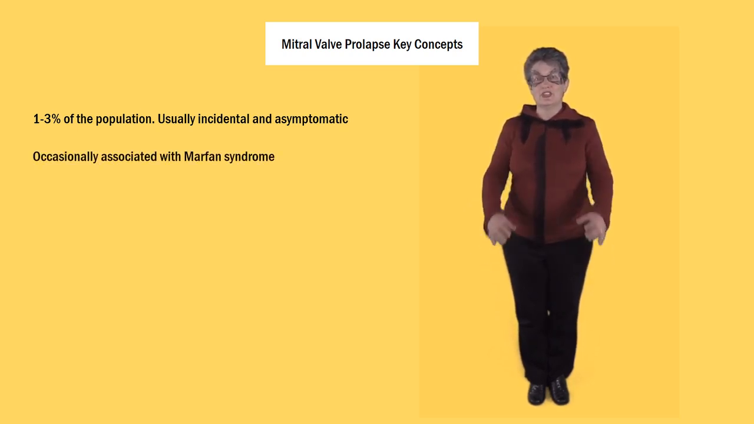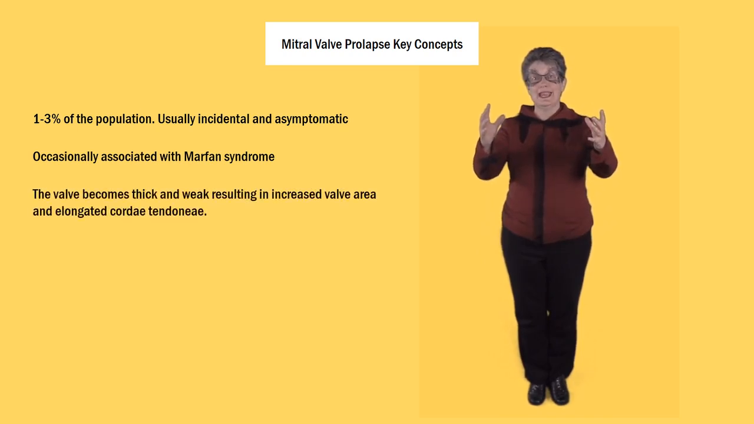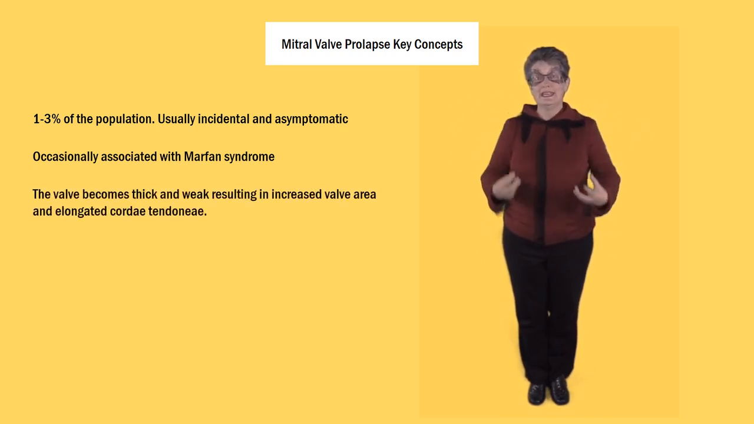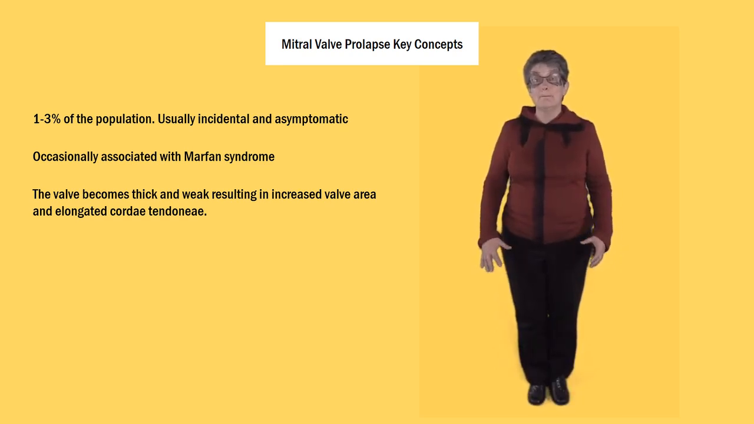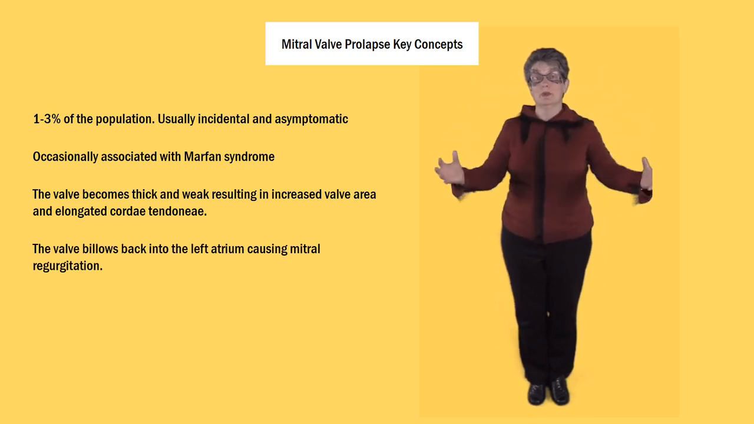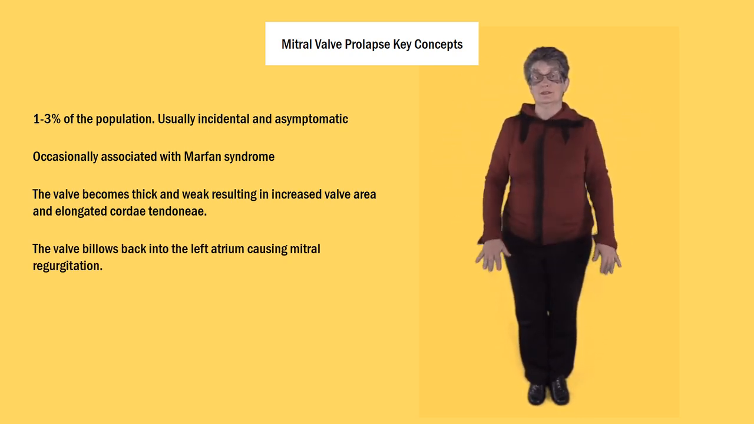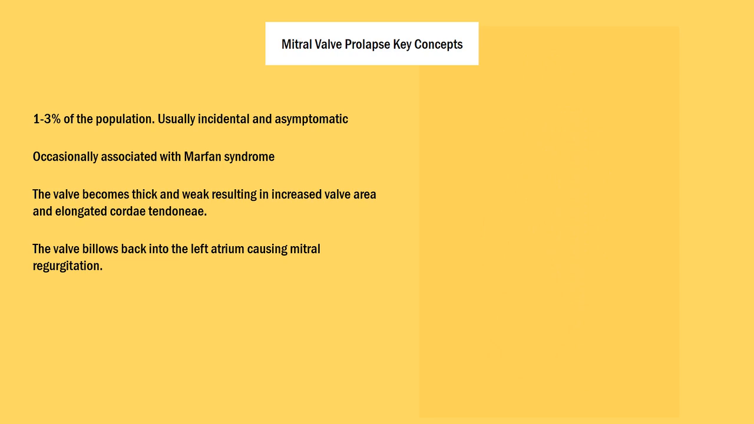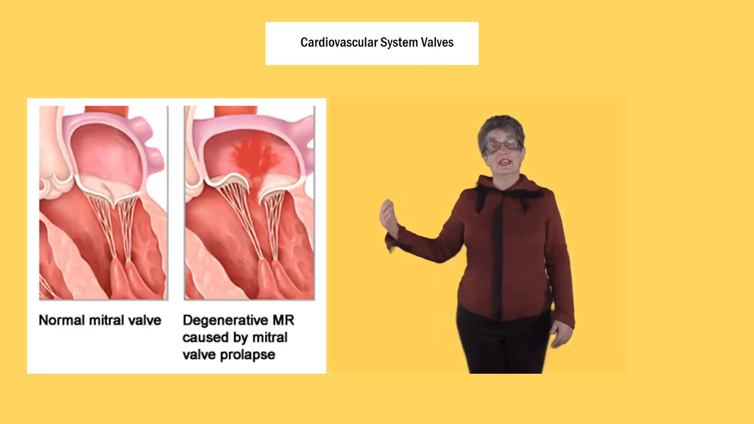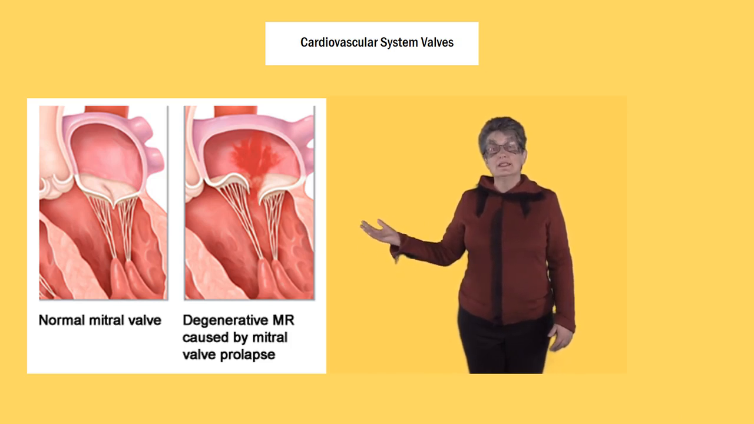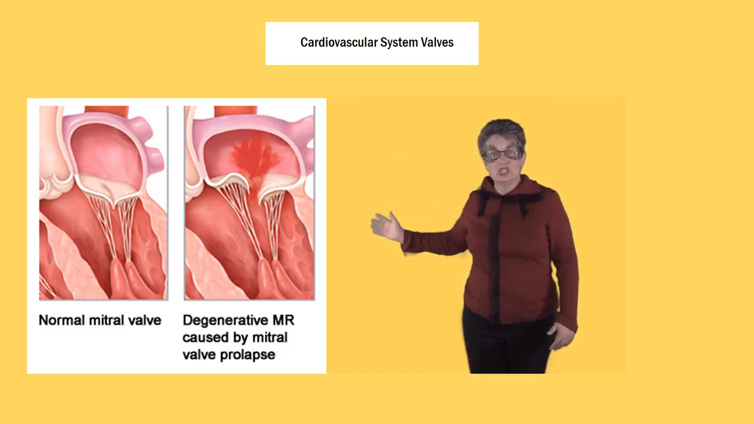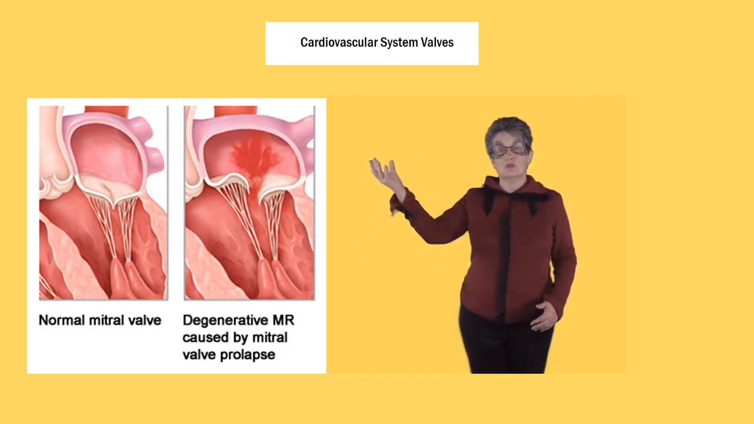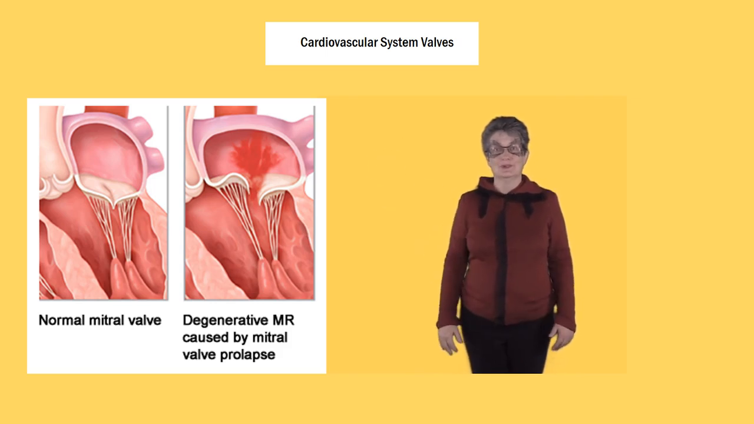The valve becomes thick and weak, resulting in increased valve area and elongated chordae tendineae. This means that the valves billow back into the left atrium, causing mitral regurgitation. In this illustration, the degenerate mitral valve doesn't close properly. You can see it ballooning back and thus causing a channel where blood can regurgitate back into the atrium.